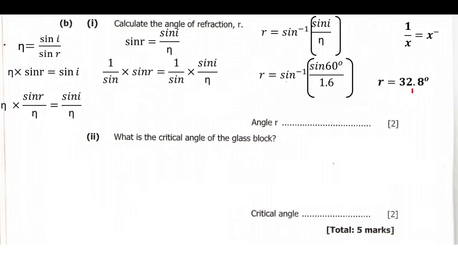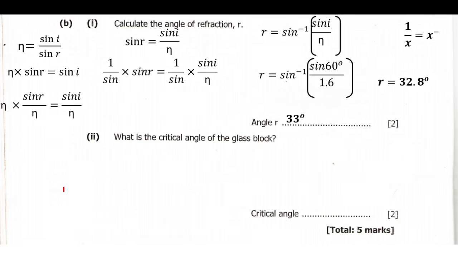Those are the rules of rounding off. So R now will be 33 degrees. Then 2 says, what is the critical angle of the glass block?